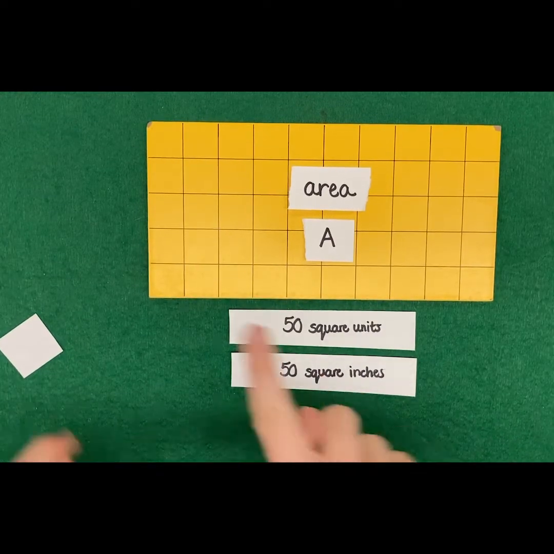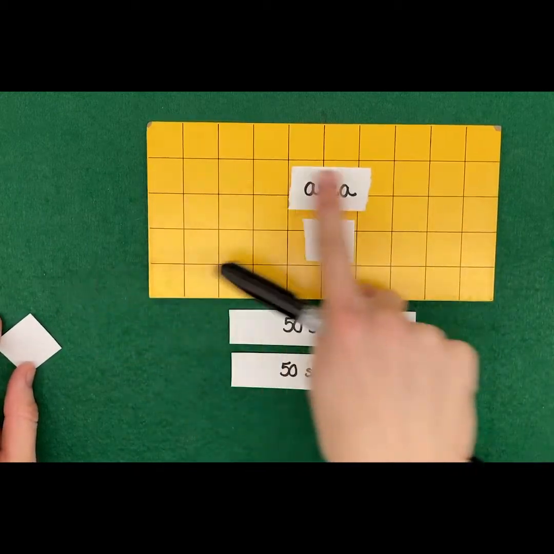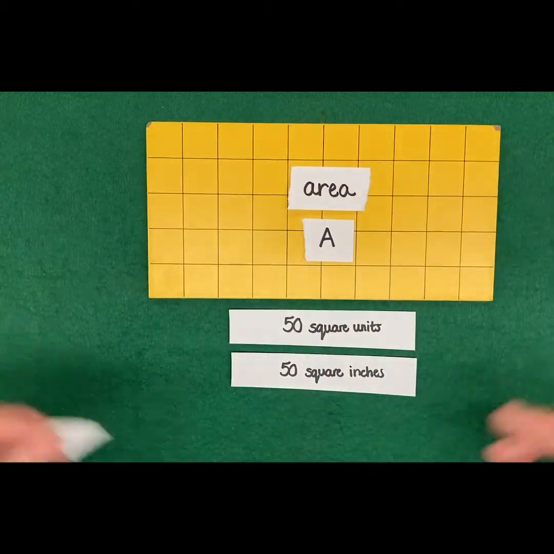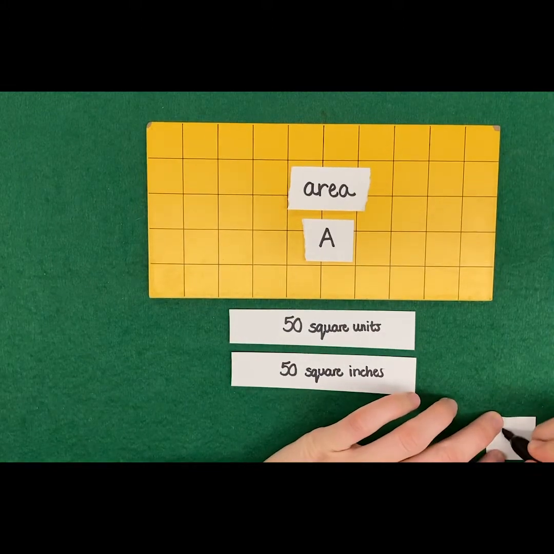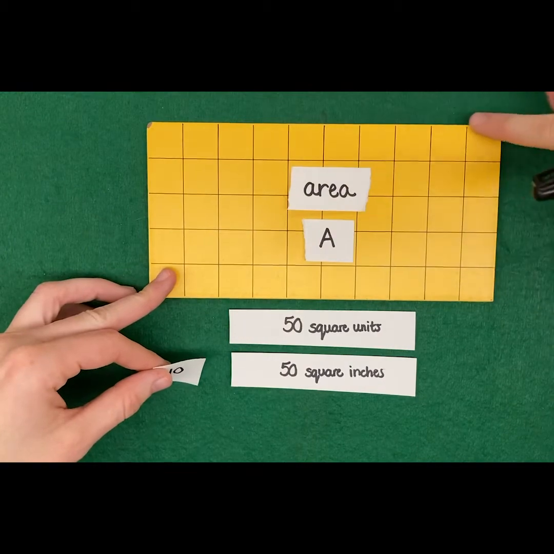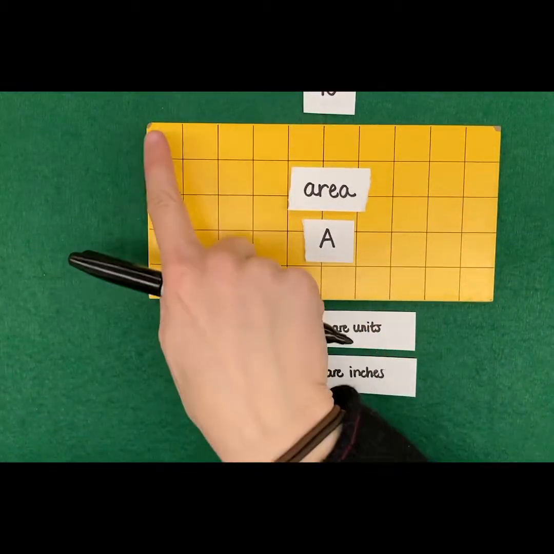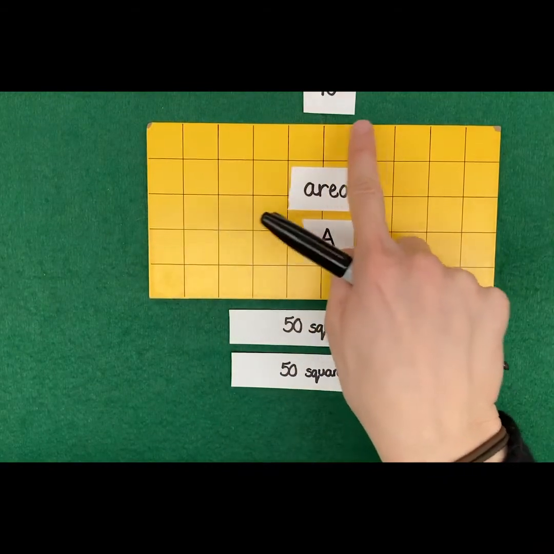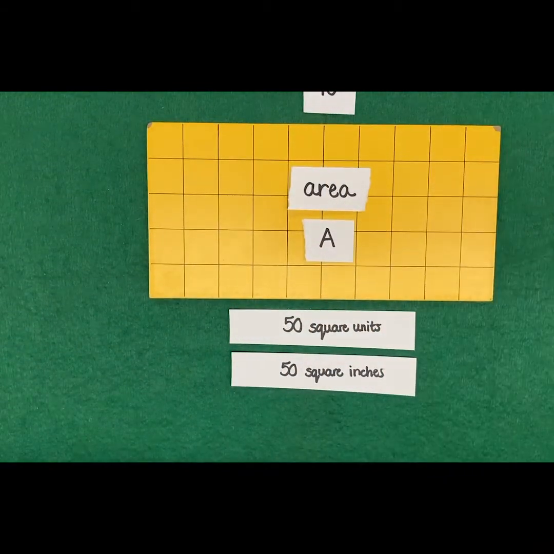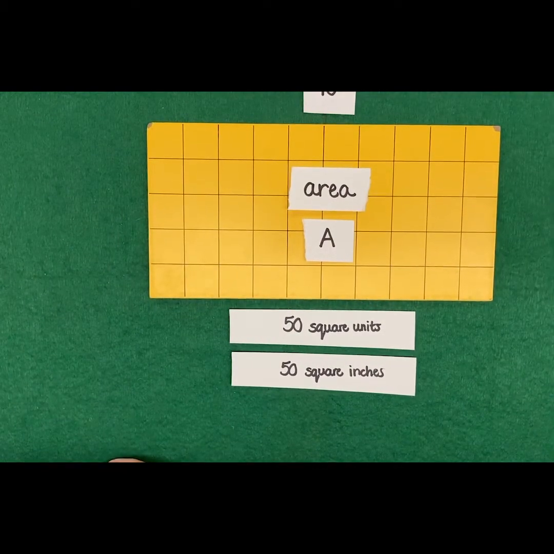One way we did it was to count by tens. We said 10, 20, 30, 40, 50. And we were counting by tens. And that 10 can be found along the length along the top or the length along the bottom. I have 1, 2, 3, 4, 5, 6, 7, 8, 9, 10 squares along the top of my shape.